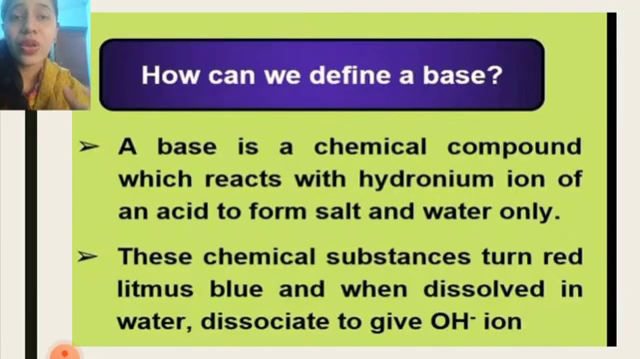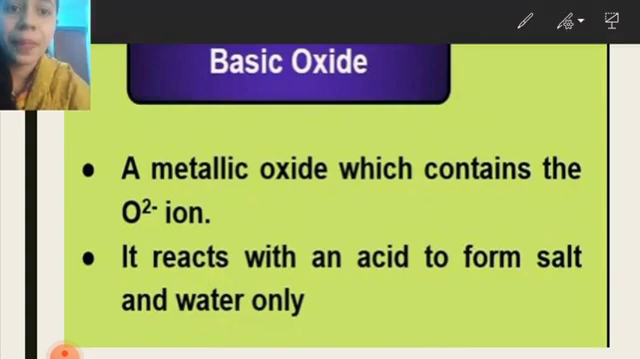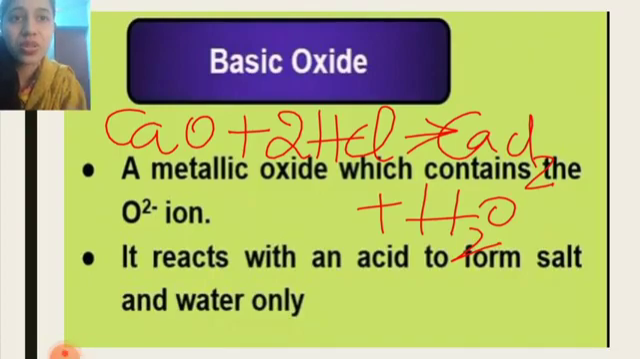And one more, we use litmus paper to indicate the presence of a base. Here the red litmus paper changes into blue color, which shows the presence of OH minus ion. Basic oxide: here O2 minus ion. This can be explained as calcium oxide reacts with an acid to give calcium chloride and water. This shows that calcium oxide is a base, since a base and acid give salt and water.